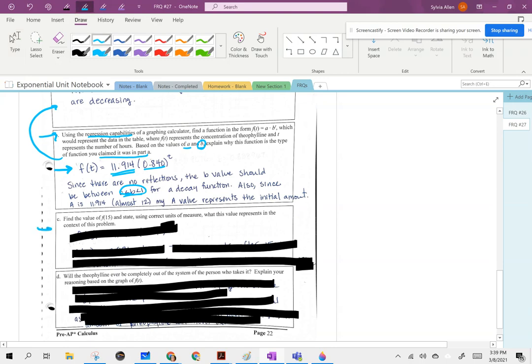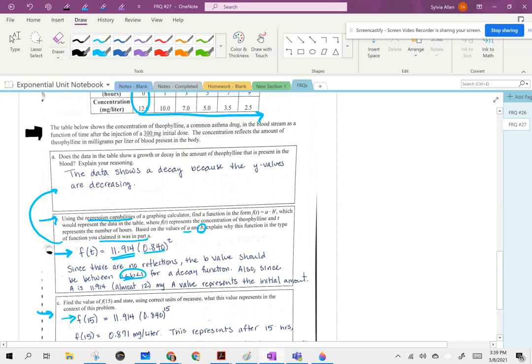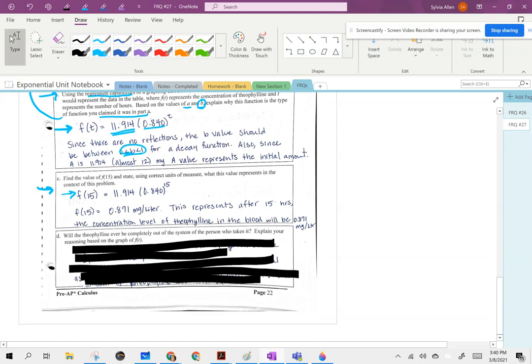All right, C, please complete C in its entirety. Okay, so we are supposed to find f of 15, which simply means that we need to have this written out, and then evaluate that using your calculator. Then we're going to interpret that. It says this represents that after 15 hours, the concentration level of Theo in the blood will be 0.871 milligrams per liter.